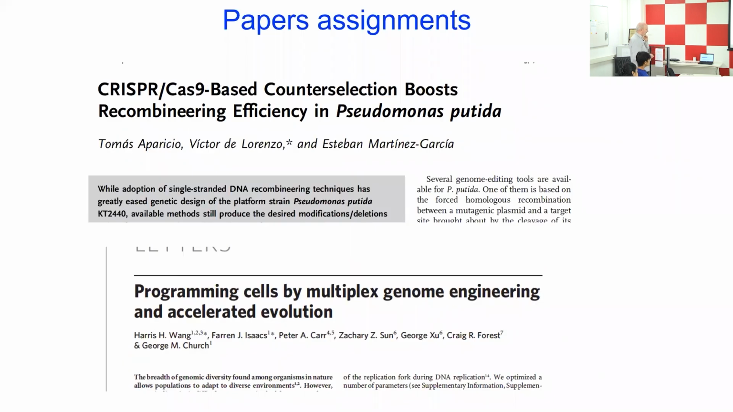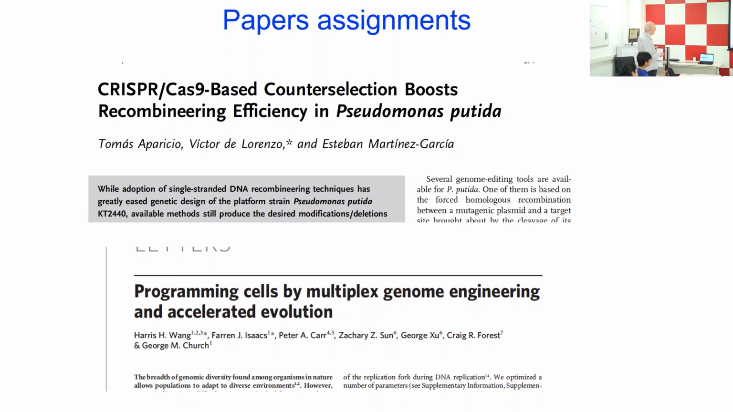Okay, then finally, I just want to mention that there are these two papers that are interesting to read. One of them is to use CRISPR-Cas9 for counter-selection of mutations that are entered in the genome through recombination.